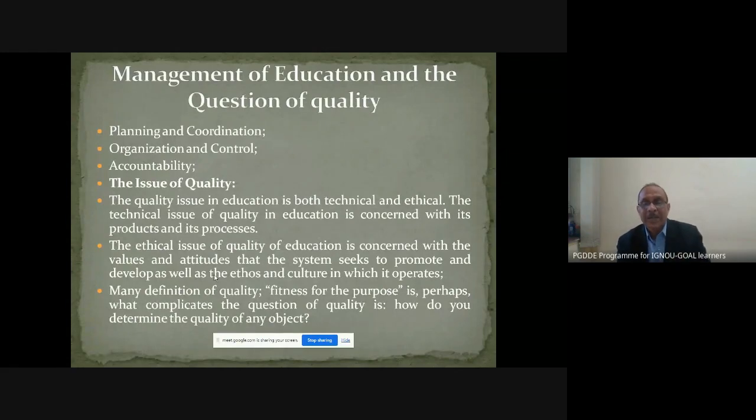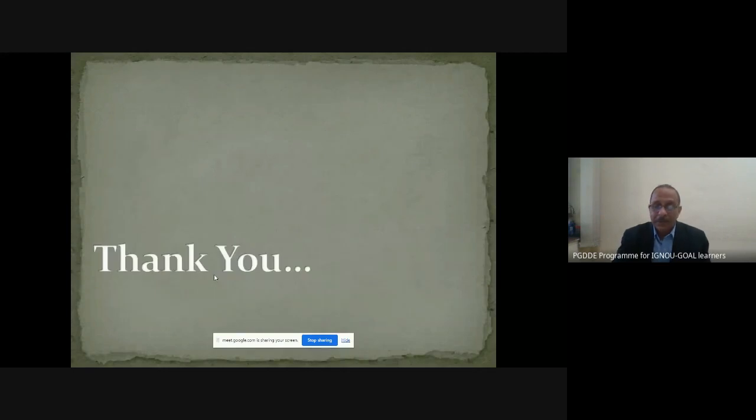Quality is, as I said, some people say that quality is nothing but fitness for the purpose. Is it fit for the purpose for which it is created? A complicated question of quality is how do you determine the quality of any object? That is the definition, I think.